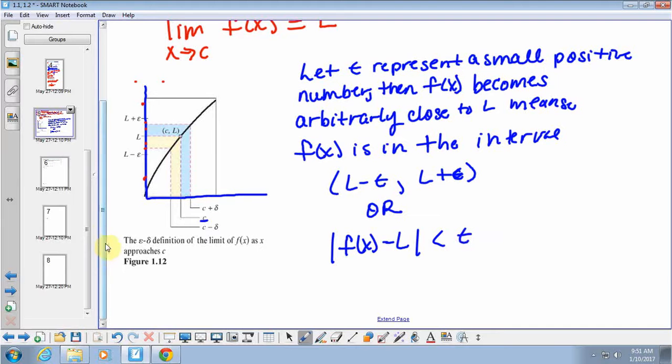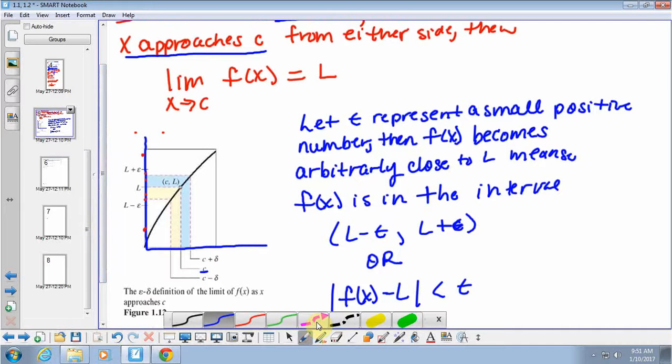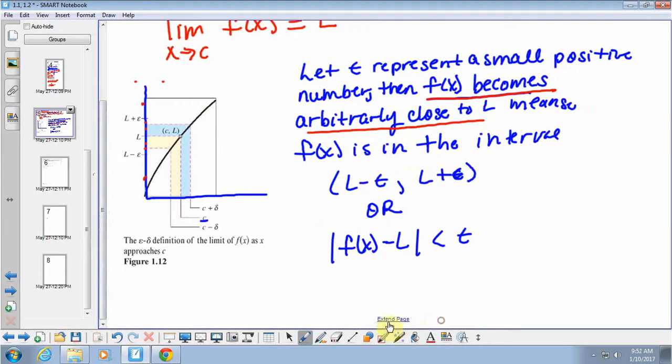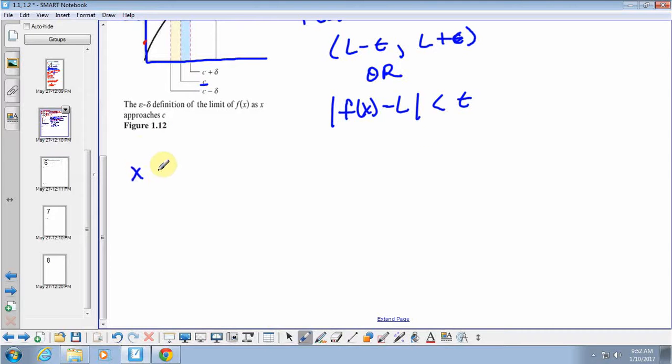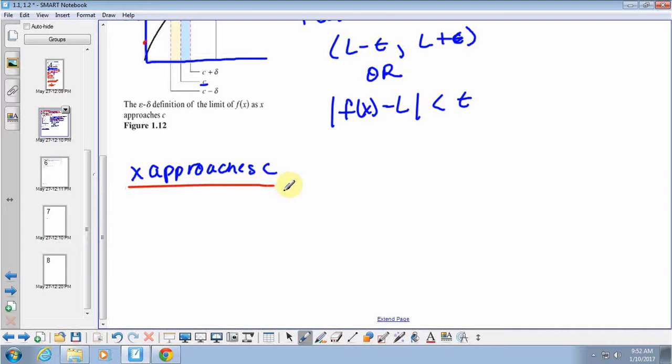Okay? Now, we had this x approaches C. What does x approaches C mean? This is what it means for f of x to be arbitrarily close to L. What does it mean for x to approach C? We're going somewhere, y'all. Take the journey.